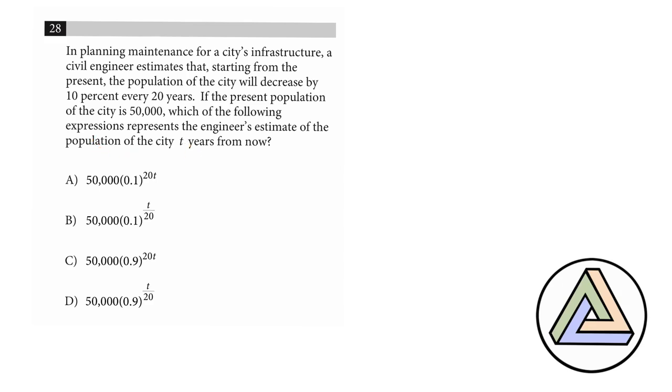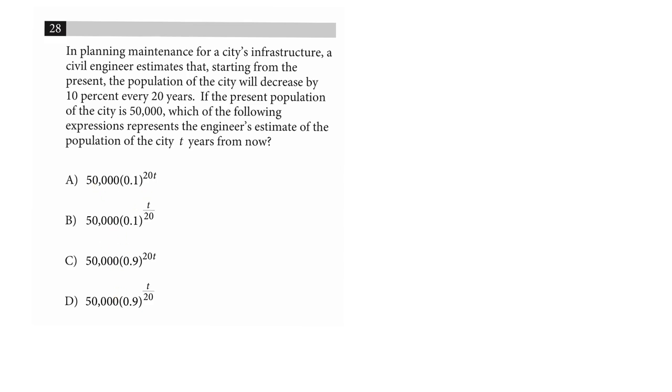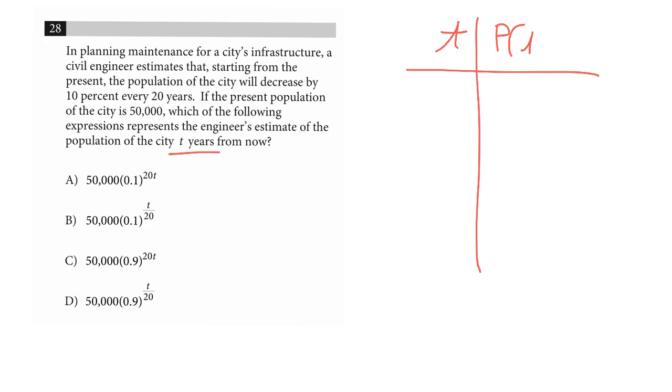Okay, so basically, you start with a certain amount, let's say it's 50,000, and then every 20 years it goes down 10%, right? So I would bring this down to earth because this could get a little confusing, by creating a table. T is the time in years, and then we have the population, so it's going to be P of T.